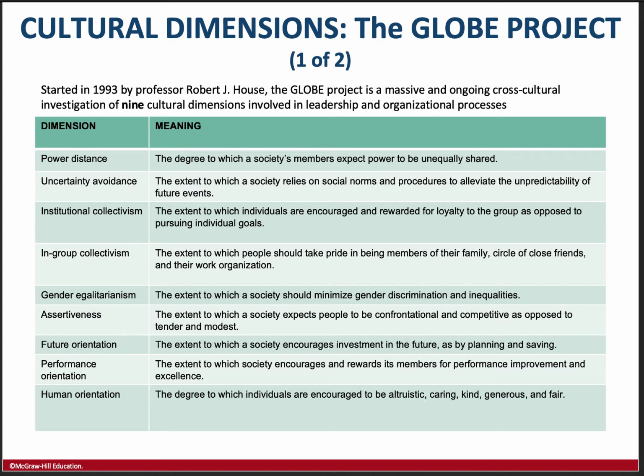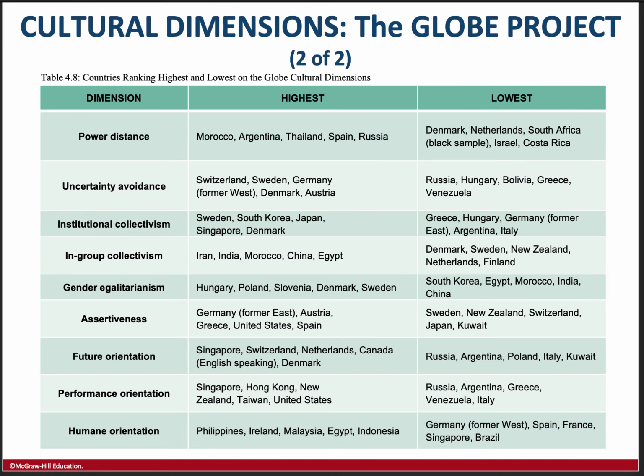So you see the 9 dimensions that are presented on the left part of the screen. And then there's power distance, which is the degree to which a society's members expect power to be unequally shared. You see assertiveness, which is the extent to which a society expects people to be confrontational and competitive as opposed to tender and modest. Human orientation is the degree to which individuals are encouraged to be altruistic, caring, kind, generous, and fair. So the countries that rank highest and lowest on each dimension are here.